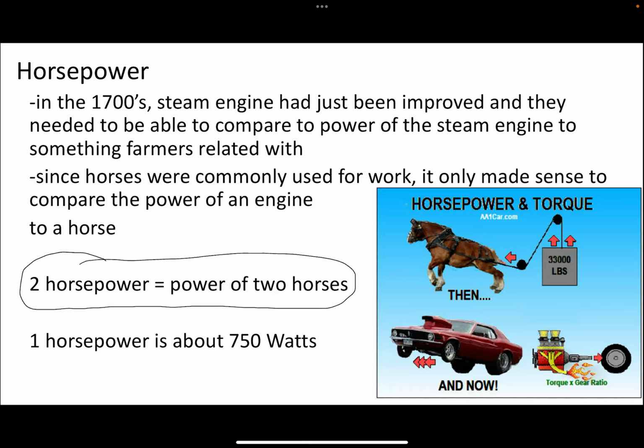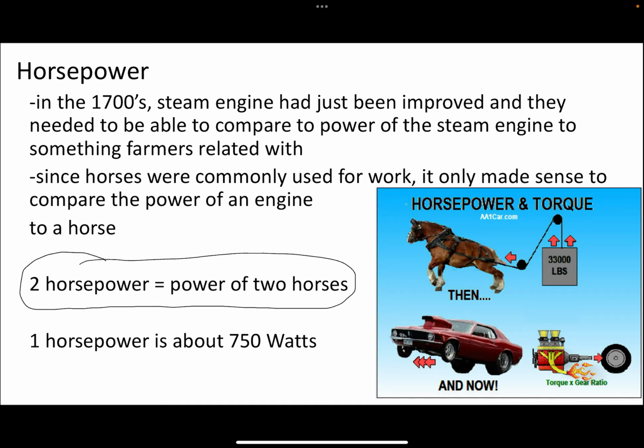Which would mean it has the power of 2 horses. And to a farmer, that would make sense because horses did a lot of the work on farms. And so if he's explaining to a farmer, if you buy this big metal contraption that I call a steam engine, you can replace 2 of your horses and it will do the same amount of work, and it doesn't need to take a break, and you don't have to feed it in the wintertime. And so this idea of horsepower came to be.